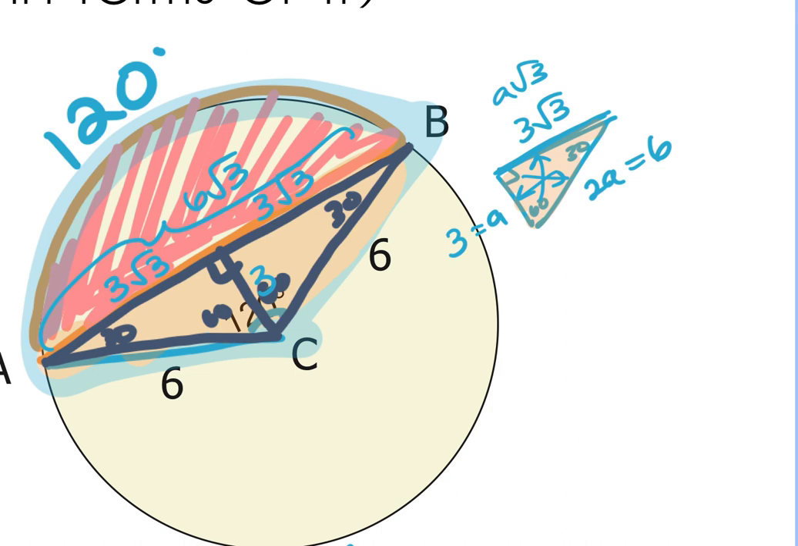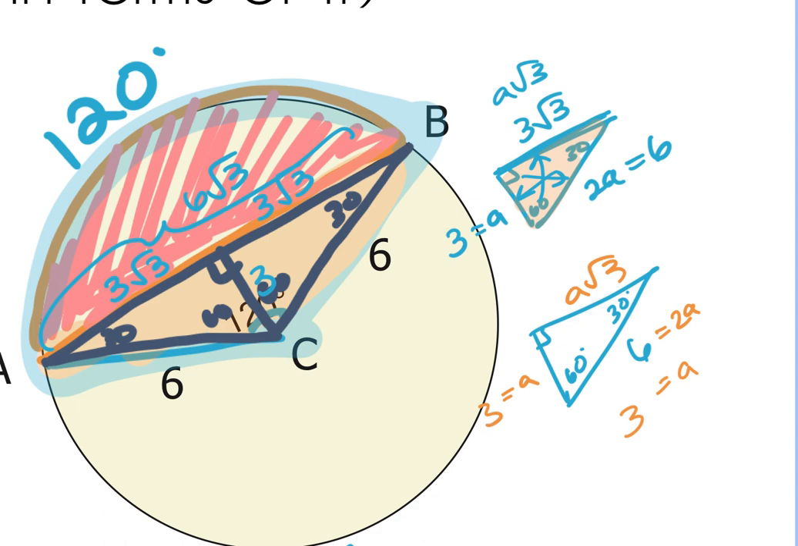It goes back to your 30, 60, 90 triangles. So it looks like this initially, and you only have that side. This is A, this is 2A, this is A root 3. So A is 3, which makes the height of the triangle that, and the base of the small triangle is 3 root 3. That's only from here to here. So then I double it to get the base of that big triangle, and you get 6 root 3.